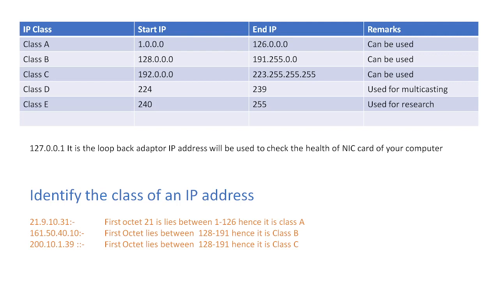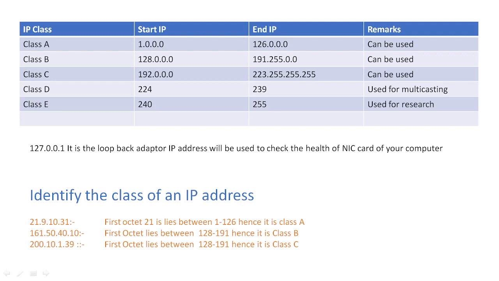What are those? Class A, class B, class C, class D, and class E. Okay, and can you please tell me the ranges of class A? Yes, sir. 1 to 126. And what is 128 to 191? Class B is 128 to 191, class C is 192 to 223, class D is 224 to 239, and class E is 240 to 255.